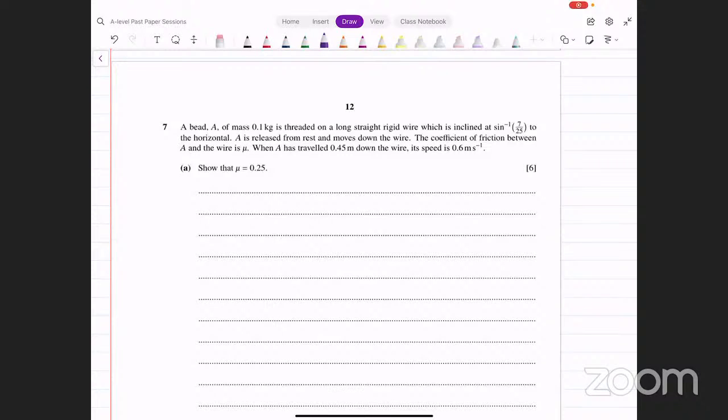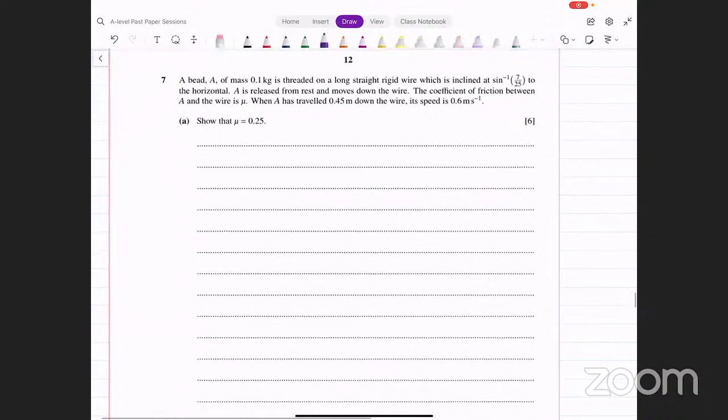A bead A of mass 0.1 kilograms is threaded on a long, straight, rigid wire. Again, this is important. Rigid है. Be prepared for the possibility कि end पे हो सकता है tension negative आ जाए, उससे confuse नहीं होना. That is a possibility. Okay. Which is inclined at sine inverse of 7/25 to the horizontal.